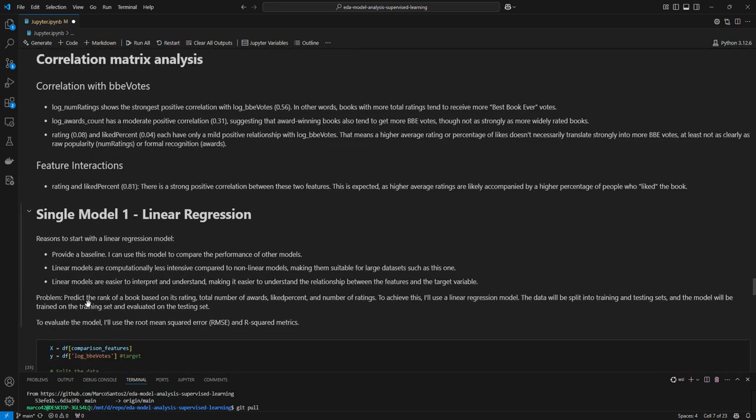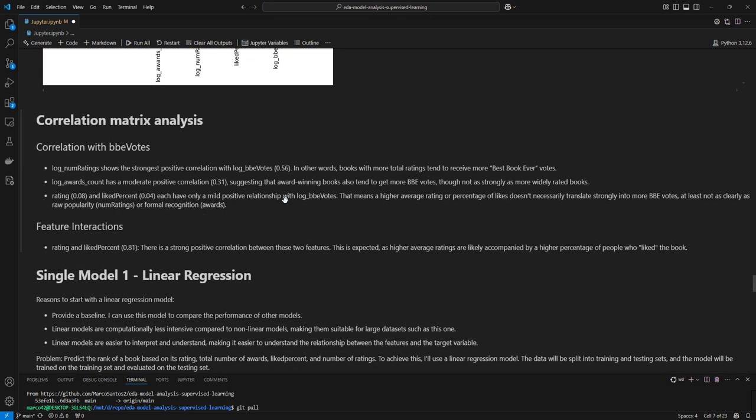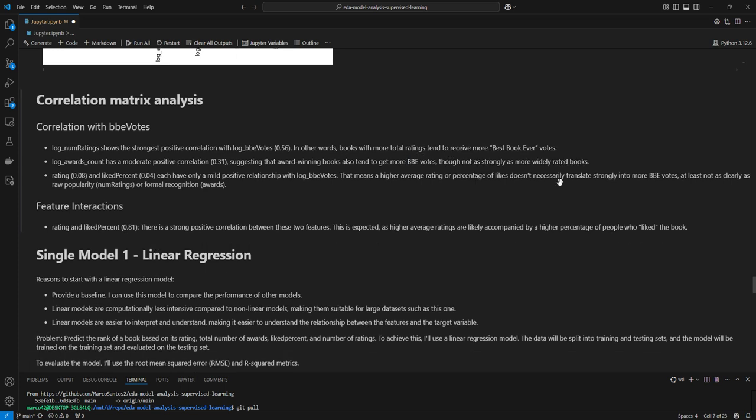All right, moving on to correlation matrix analysis. So I think we already talked a little bit about this, but it shows the strongest positive correlation with BBE votes was number of ratings, coming in at 0.56. So in other words, books with more total ratings tend to receive more best book ever votes.